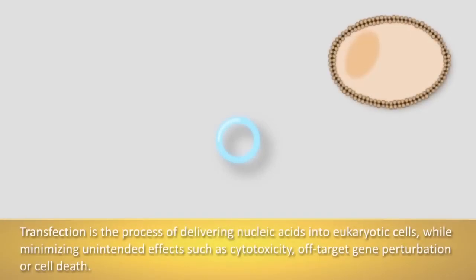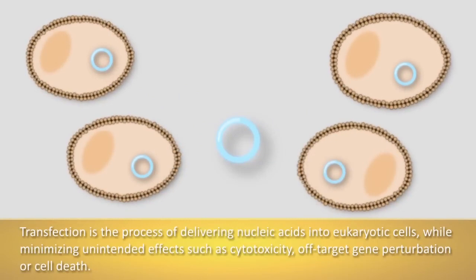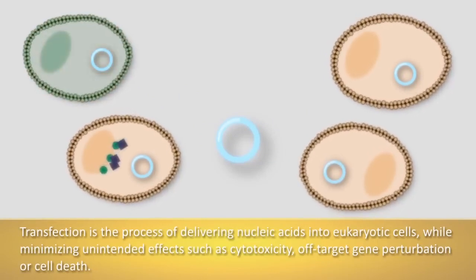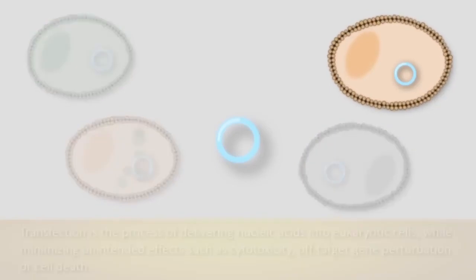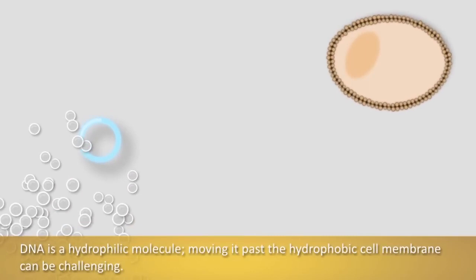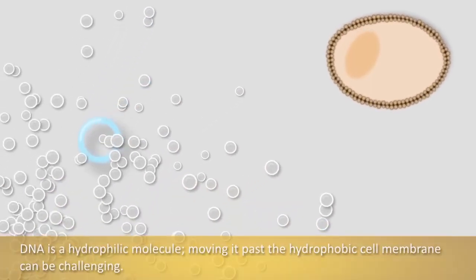Transfection is the process of delivering nucleic acids into eukaryotic cells while minimizing unintended effects such as toxicity, off-target gene perturbation, or cell death. Because nucleic acids are hydrophilic molecules and the cell membrane is hydrophobic, coaxing DNA past the membrane can prove challenging.